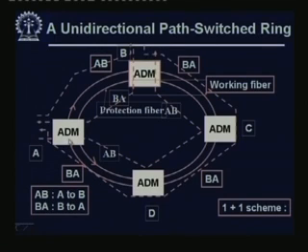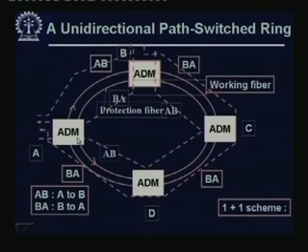Let us say if the outer one is the working fiber, it is through the outer ring. So, A to B, this is the path, and B to A, this is the path. Whereas, for protection purpose, please note that this is a 1+1 scheme. That means, for this the alternative is already provisioned and maybe something like a hot standby.